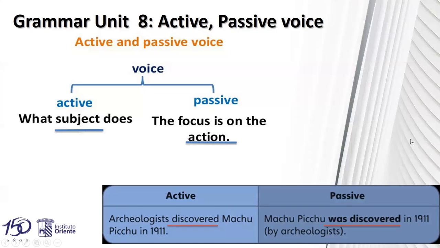The grammar for unit number 8 is active and passive voice. So, observe please the examples. We have active and passive, but what is the characteristic for each? Observe and listen. In active, the subject is the most important, what the subject does. And the passive is focused on the action. One more time. Active, the most important is the subject. And in the passive, the most important is the action.